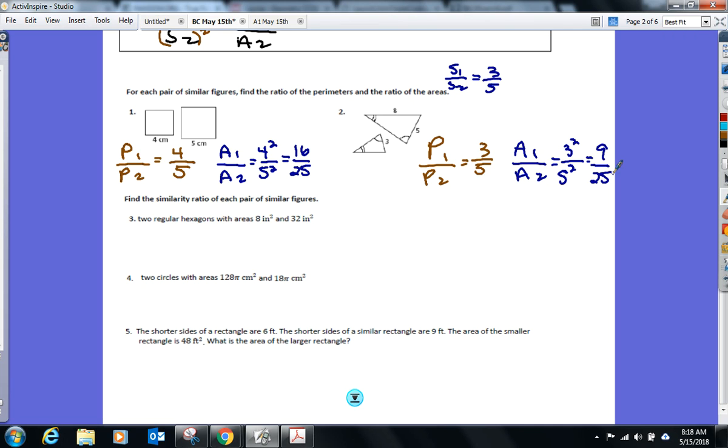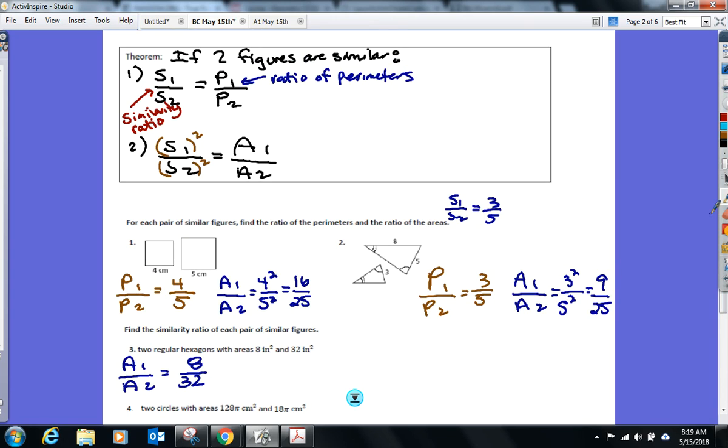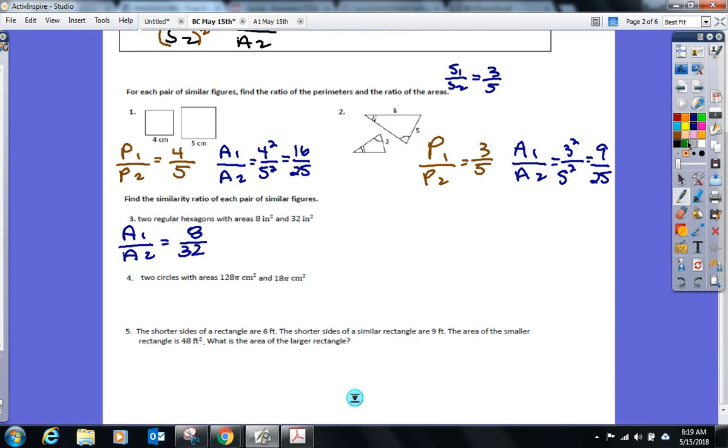All right. 2 regular hexagons. Area of one is 8. Area of the other is 32. What must have been the similarity ratio? So I'm giving you the areas. The areas are in a ratio of 8 to 32. If you feel like reducing, go ahead. So think, how would I go backwards now? Now I'm given the area and I need to go backwards. What should I be doing with my ratio now to get to the similarity ratio?